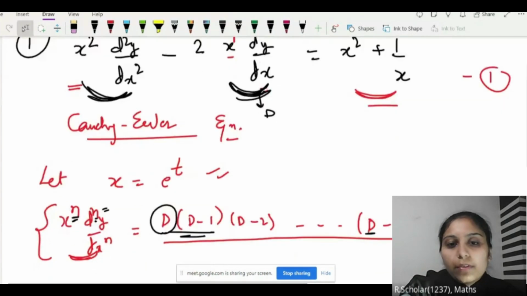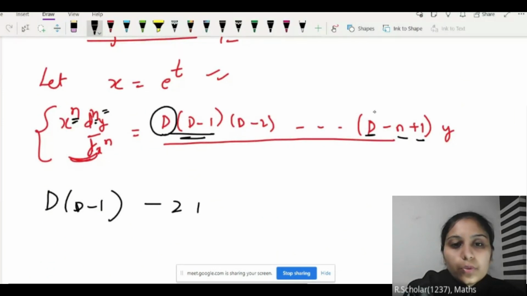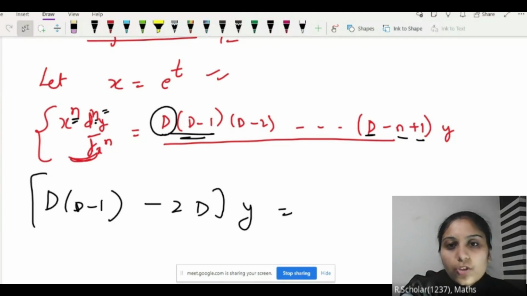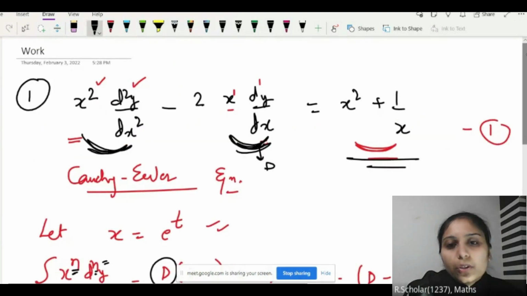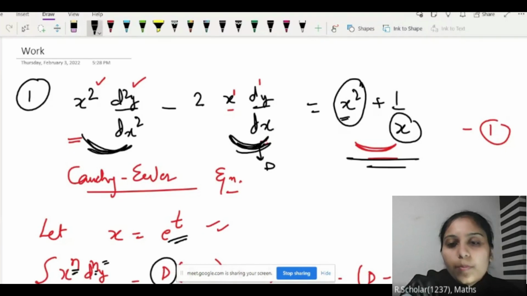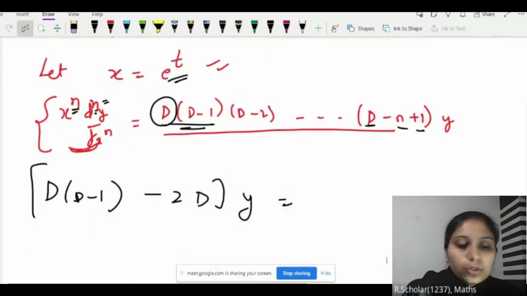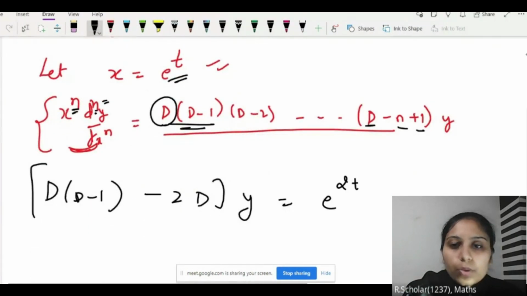So the second part we will write minus 2D whole by is equal to, the next one is the non-homogeneous part, which is x square plus 1 upon x. You can see from here x square plus 1 upon x. So putting x is equal to e raised to power t, we get e raised to power 2t here, and here 1 upon e raised to power t. So this becomes e raised to power 2t plus 1 upon e raised to power t.